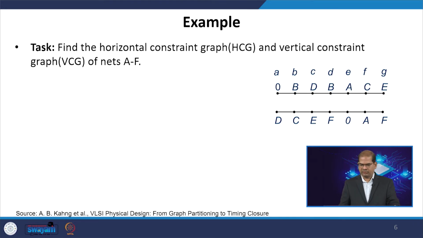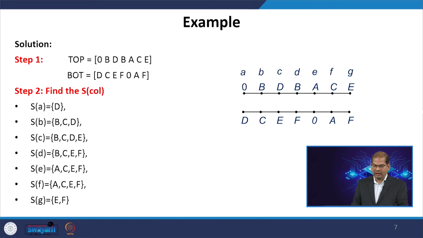Now, we have this channel. How can we find the vertical constraint graph and the horizontal constraint graph for the nets A to F? We have nets A to F, so how can I create the HCG and VCG? We have basically two sets, which give the net IDs.